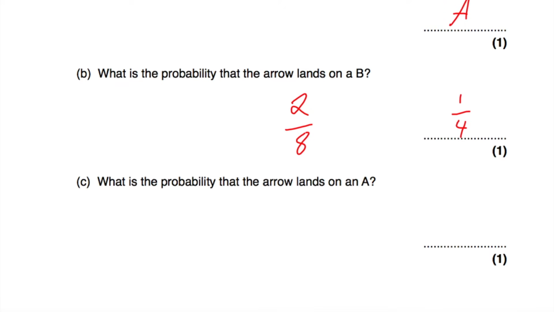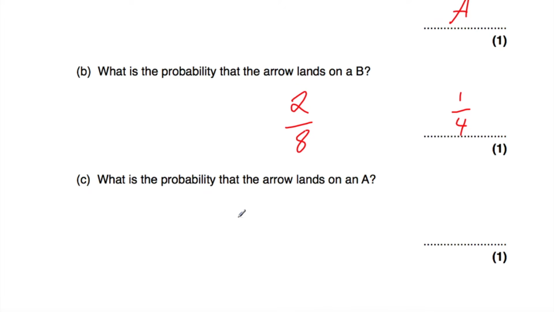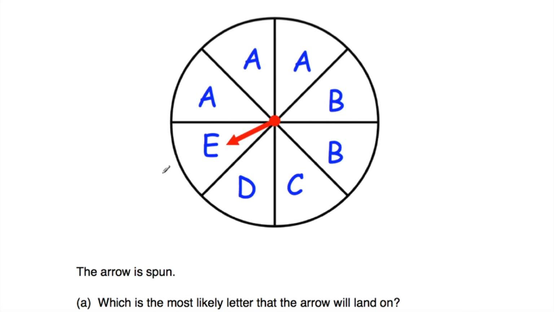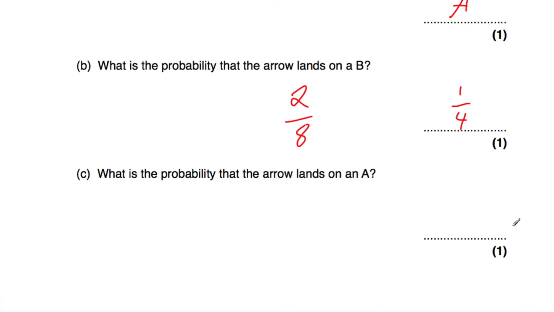Okay, and then part C. Part C says, what is the probability that the arrow will land on an A? So let's go up here. There's 8 sections, 8 equal sections, and there's 1, 2, 3 A's. So it's going to be 3 out of 8, or 3/8. So let's write that down.